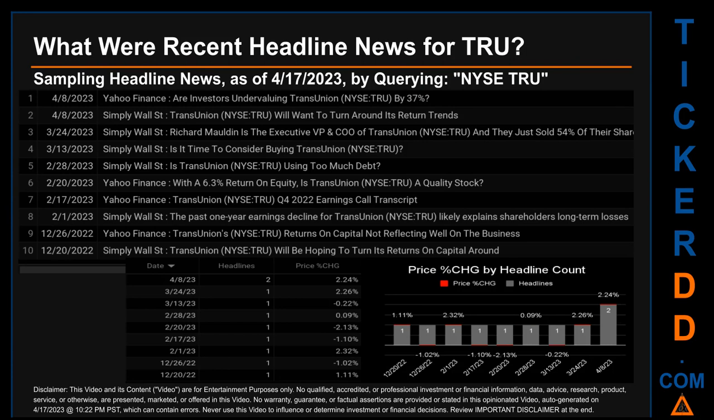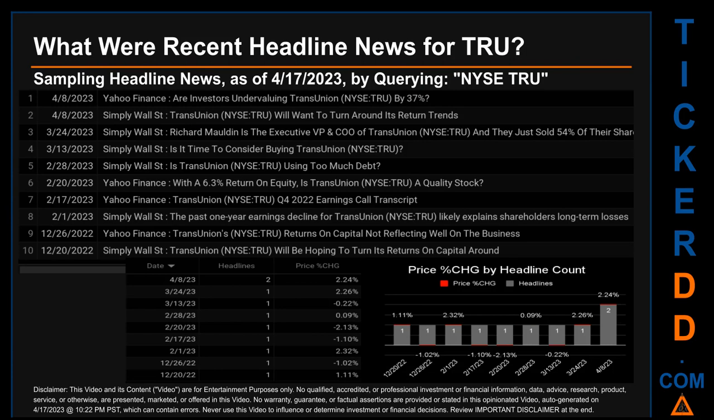The results show 10 unique headlines, published across 9 unique dates. Publication dates spanned 109 days. The latest publication was Saturday, April 8, 2023, when there were 2 found headlines. Yahoo Finance published the headline that read, "Are investors undervaluing TransUnion by 37%?" Simply Wall Street published the headline that read, "TransUnion will want to turn around its return trends."